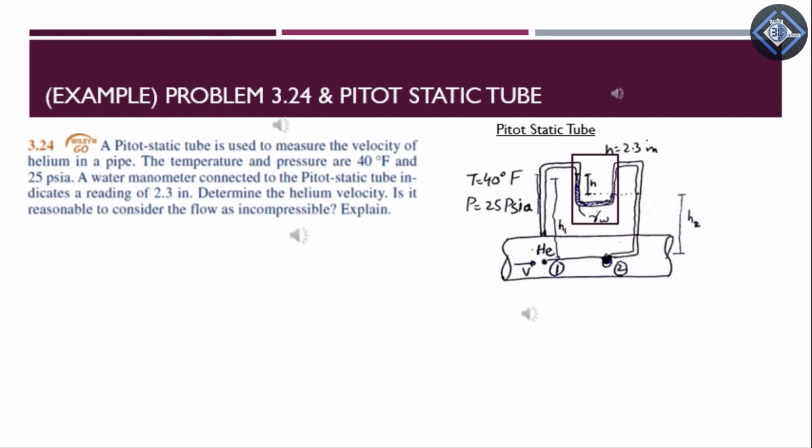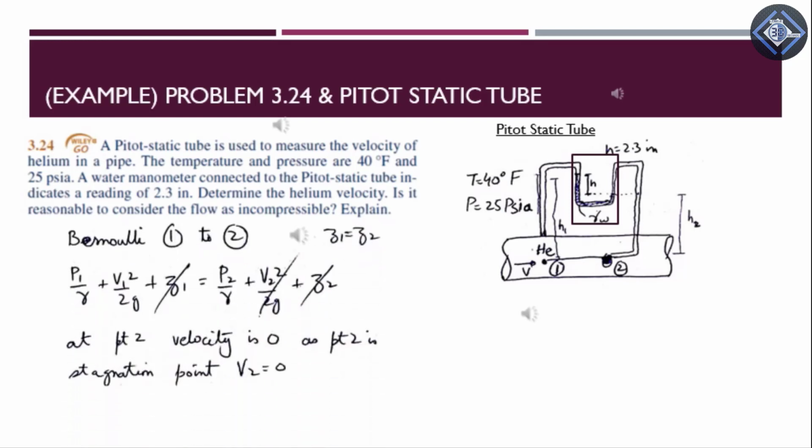So in order to find the unknown velocity of helium inside the pipe, we apply Bernoulli equation between points 1 and 2 that are shown in the figure as well. We assume that points 1 and 2 lie along a streamline. The flow of helium inside the pipe is steady, i.e. it is not a function of time. Also, we assume the flow to be inviscid, or we neglect the viscous effects, and for the time being, we assume the flow to be incompressible, which is also the second part of this problem, whether we can assume incompressibility or not. We will talk about it later.